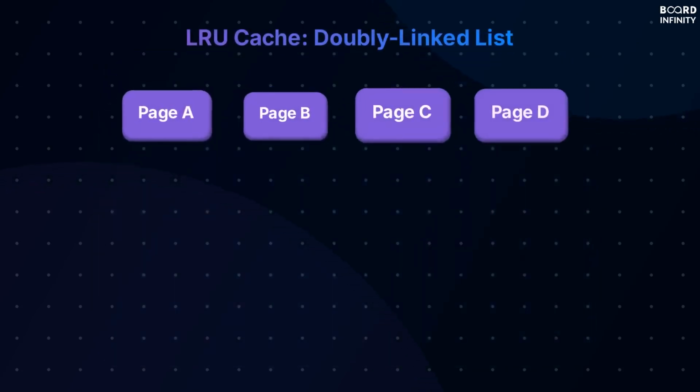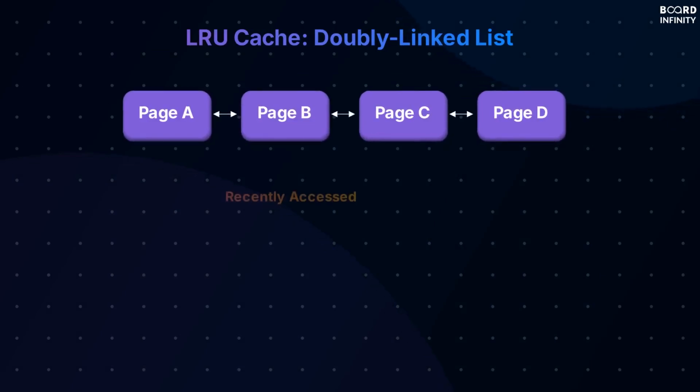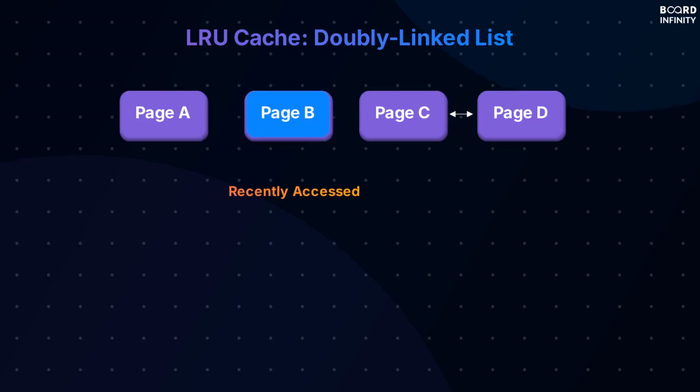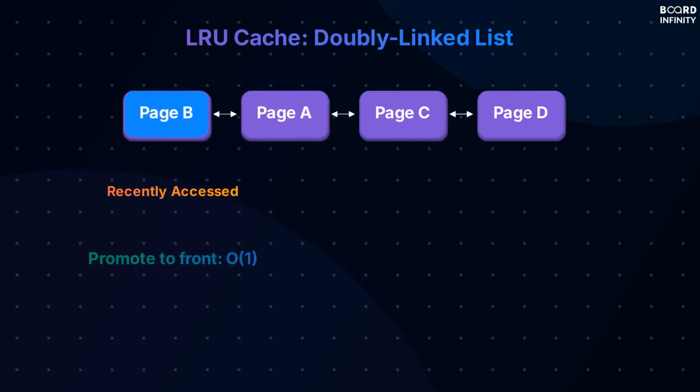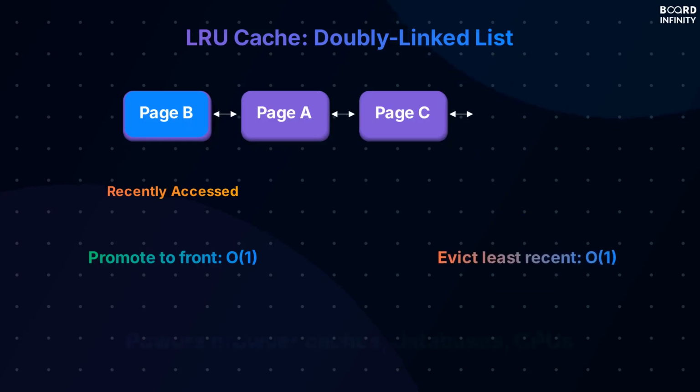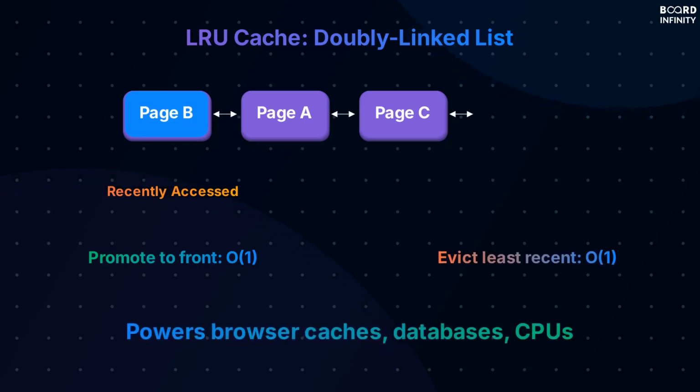For example, an LRU cache uses a doubly linked list to efficiently promote recently accessed items in O(1) constant time, and to efficiently evict the least recently used item. This mechanism powers browser caches, databases, and even CPU memory management, ensuring optimal performance by keeping frequently used data readily available.